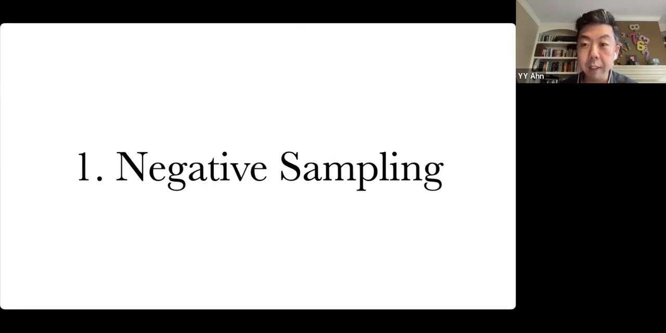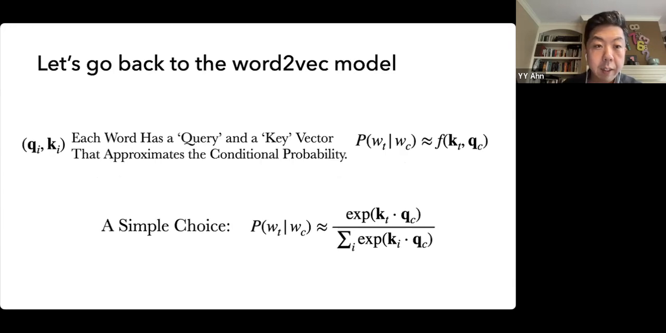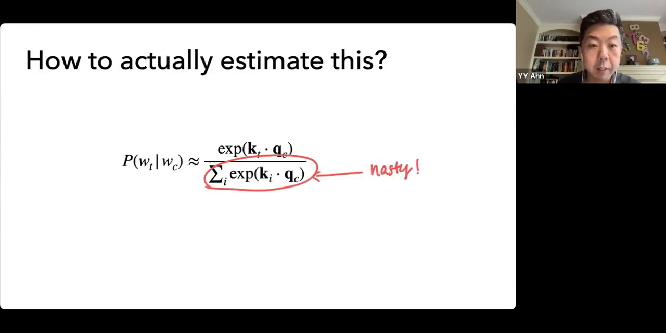The first ingredient is negative sampling. We can go back to this idea of key vectors and query vectors and using the softmax function to approximate this conditional probability in the discussion of language models, right? One thing I didn't mention is that calculating this partition function, or this normalization term, is nasty, because you need to calculate it for every word combination each time. So it takes time.